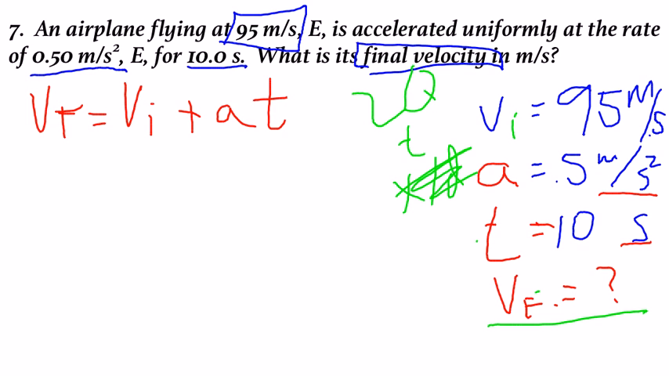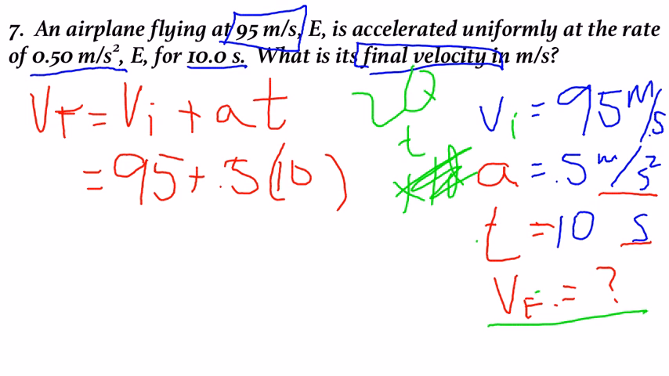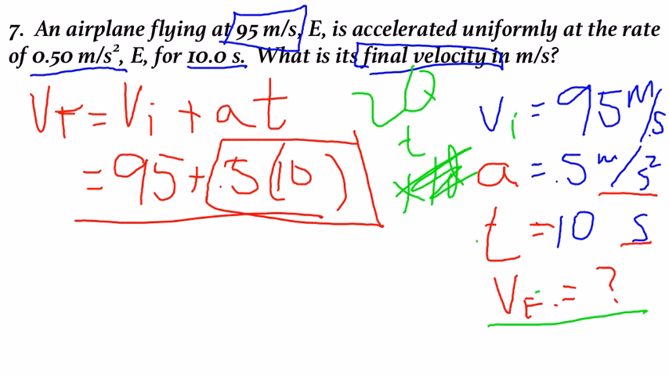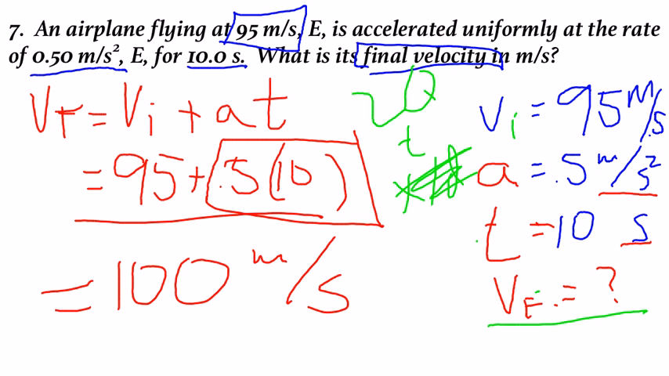Alright, so with this, we only need VF, so there's no algebra needed. We're going to start with 95 plus acceleration 0.5 times time, which is 10. Plug and chug. Remember that you have to multiply this out first to add to it, and your answer should equal 100 meters per second. There you go.